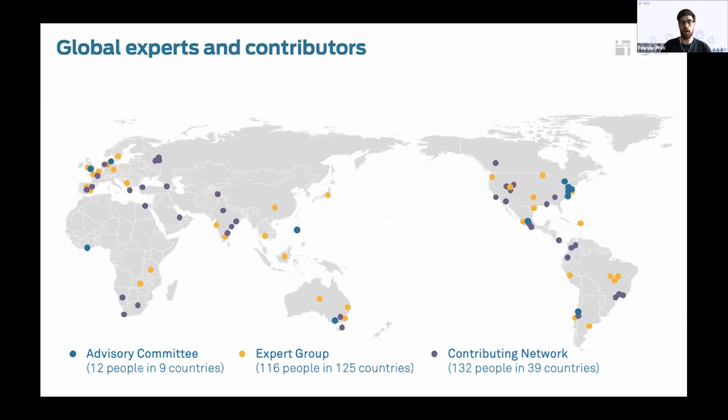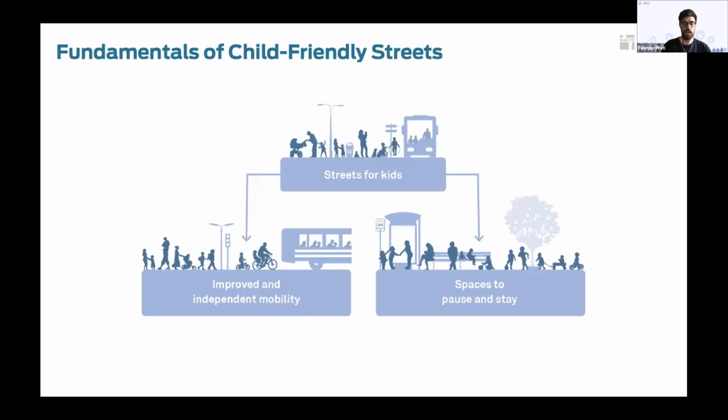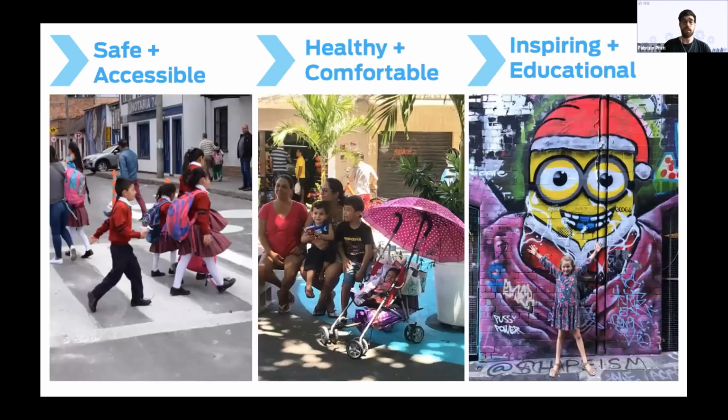So we partnered with a team of experts from all over the world in order to define and redefine the fundamentals of child-friendly streets. And we can divide these into fundamental components. One, the imperative of providing improved and independent mobility for everyone, and providing spaces to pause and stay, which is particularly important for children and their caregivers. And the idea is that streets should be safe and accessible, healthy and comfortable, but also inspiring and educational.